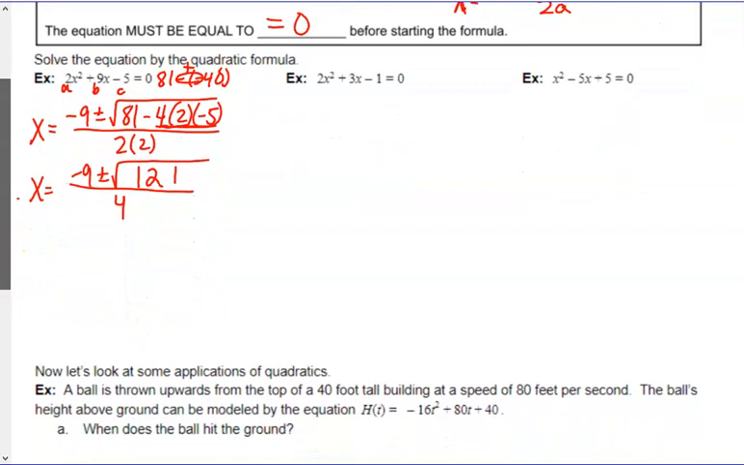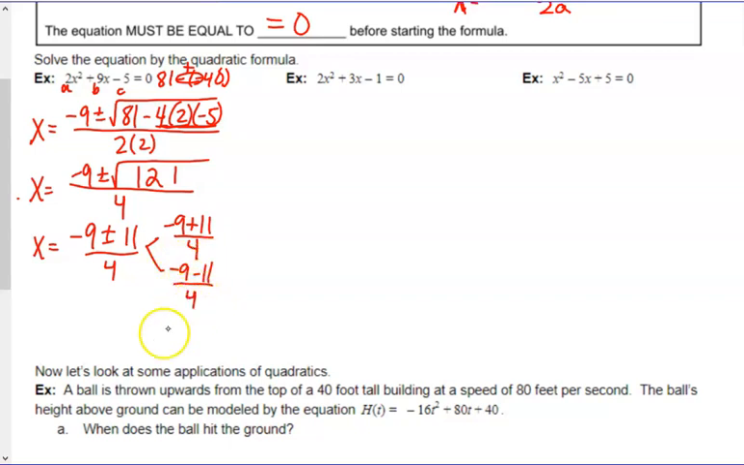Now, the advantage of getting 121 is that it is actually a perfect square. What number times itself gives me 121? Well, that number is 11. And so you want to make sure that you break that down to its perfect square if at all possible. Now, this plus or minus is a shortcut way of saying one answer is negative 9 plus 11 all over 4, and the other answer is negative 9 minus 11 all over 4. And if you have a perfect square, you can actually break that down to where you find the two distinct numbers that make that true.